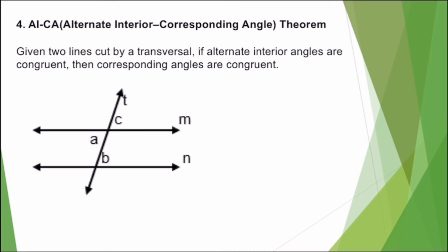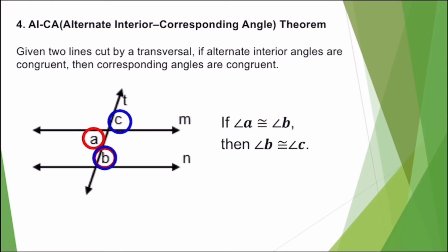Next, we have the AICA, or the alternate interior corresponding angle theorem. Given two lines cut by a transversal, if alternate interior angles are congruent, then corresponding angles are congruent. So for our statement here, if angle A is congruent to angle B, then angle B is congruent to angle C. That is our AICA theorem.